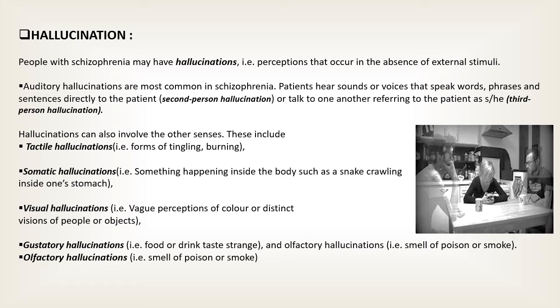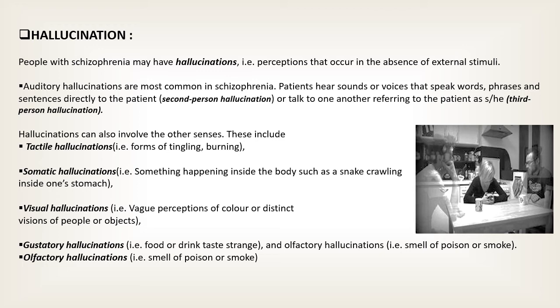So with auditory hallucination, we have second person hallucination and third person hallucination. In second person hallucination, there are sounds or voices that a patient hears that speak words, phrases and sentences directly to the patient. Okay. And in third person hallucination, for instance, there might be two people talking about the person. Okay. Then there are also other hallucinations that involve other senses. So basically, when we are saying hallucinations are perception, we are involving all the five senses. Okay, the senses are involved in hallucinations because of the perceptual thing.